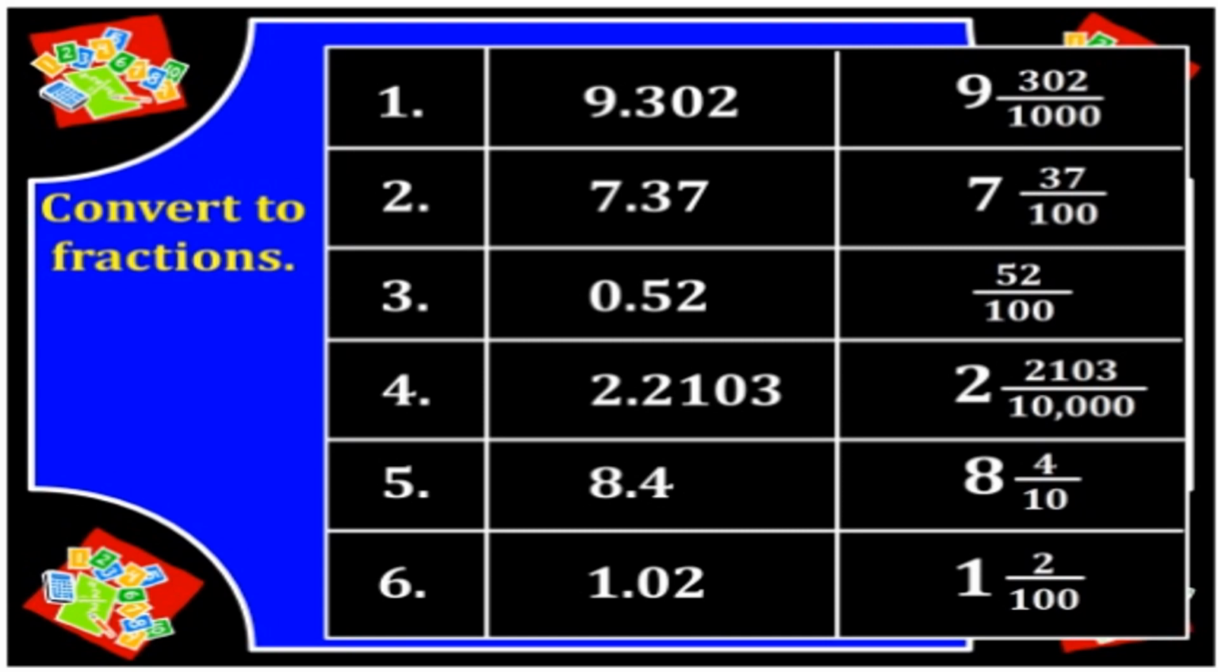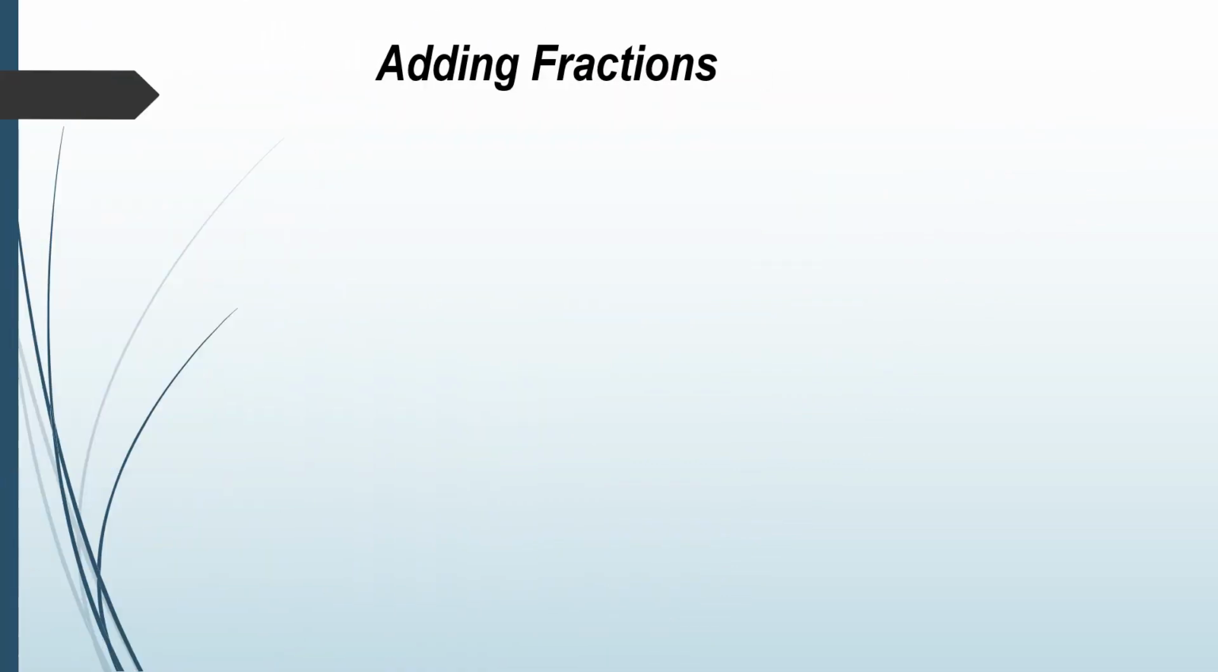So 10,000 on the bottom. Number 5, 8.4. So 8 and 4 tenths. Okay? Then 1.02, so it becomes 1 and 2 hundredths. There, so 1 is the whole number, 2 on top as the numerator, and then on the bottom, 100. Okay? So that's it on how we write those decimal numbers into fractions. It can also become improper, right? How do we make it improper? We multiply the denominator by the whole number and then add the numerator on top, and the denominator stays the same. Okay, let's do it on this number. There, that's it.